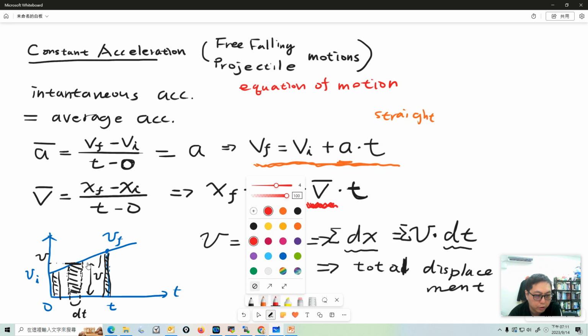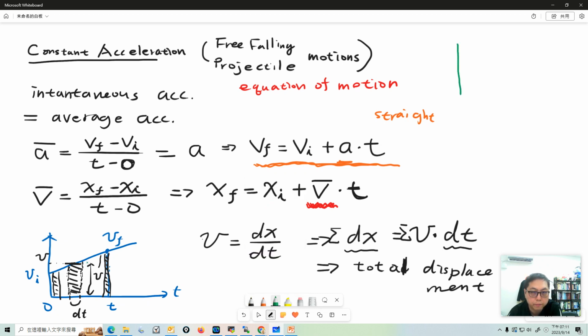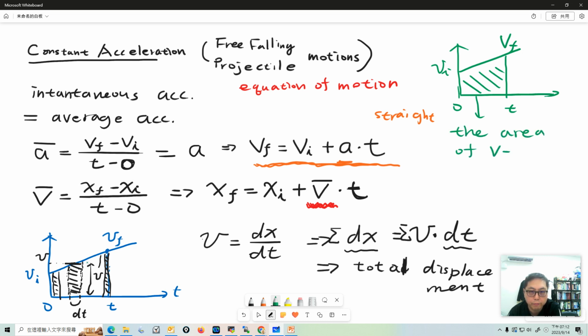We can reach a temporary conclusion right now. Let me draw this again. The area of the VT diagram is displacement. Okay, the area of the VT diagram is the displacement. So what is this going to do with the substitution of the average velocity? We can use this diagram to make a substitution for the average velocity.